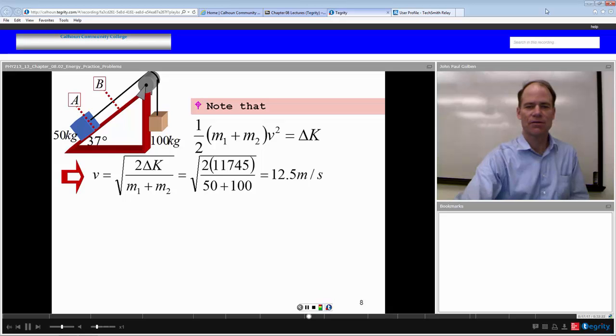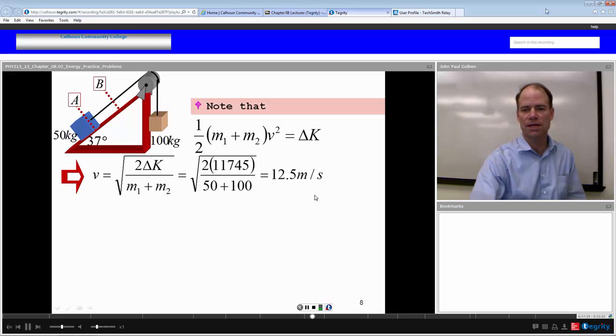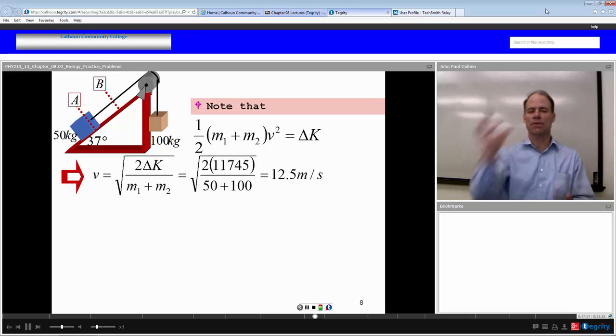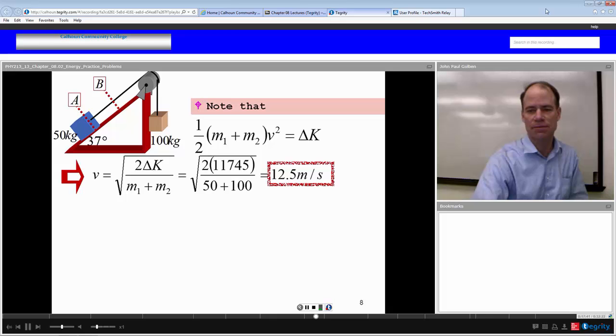We can solve this for our final speed. Our final speed will be the square root of 2 times the change in kinetic energy divided by the total mass. 2 times 11,745 joules over 150 kilograms, square root, 12.5 meters per second. That's the final speed of both masses. Mass 1 going up the incline, mass 2 falling. They both have the same final speed.